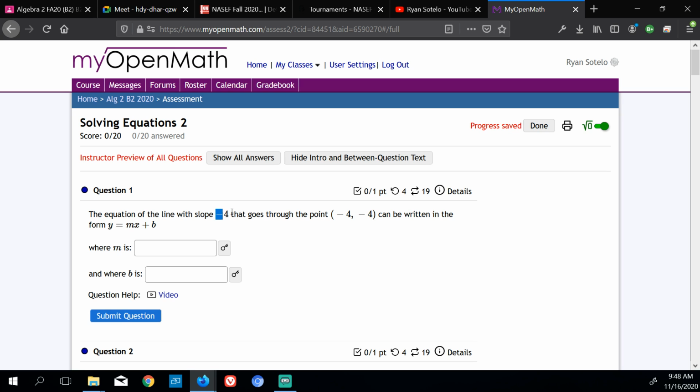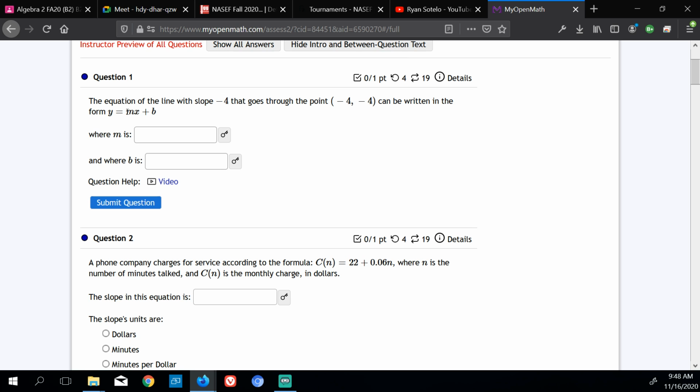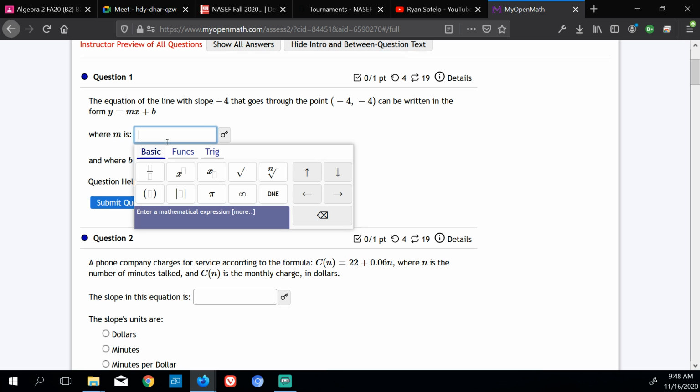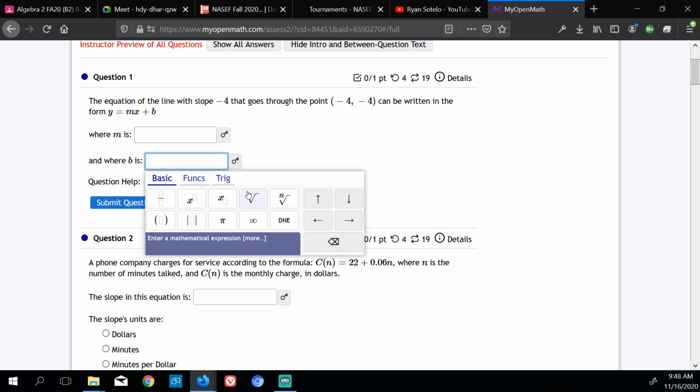All right, here's one of the examples that had a slope and a point, so we did some of those. And they just want to know m and b. So the number that multiplies x is the slope. You already know it's -4. The other one, once you figure out what that other number is in the equation, you'd have -4x plus something. That plus something or minus something goes here.